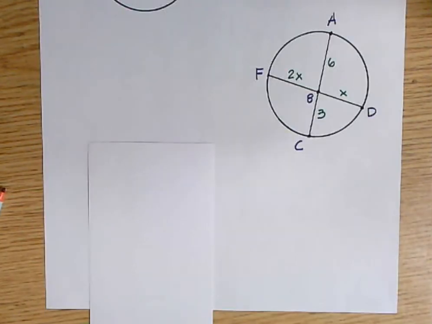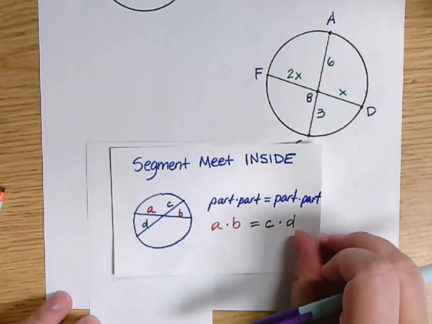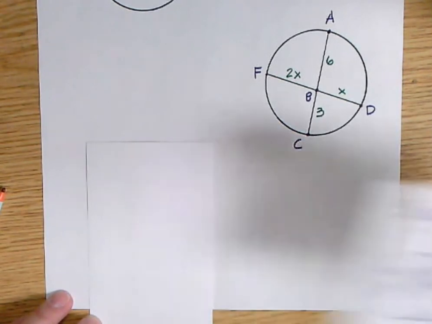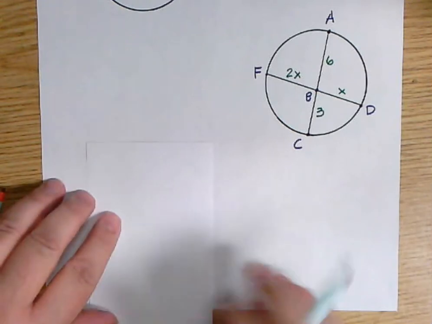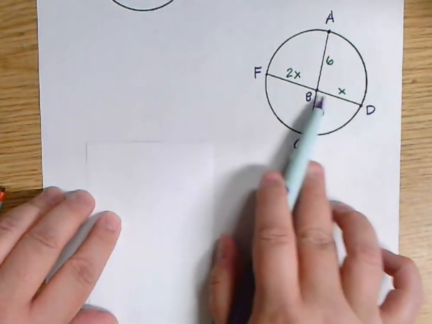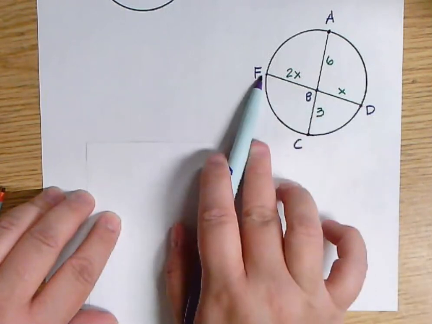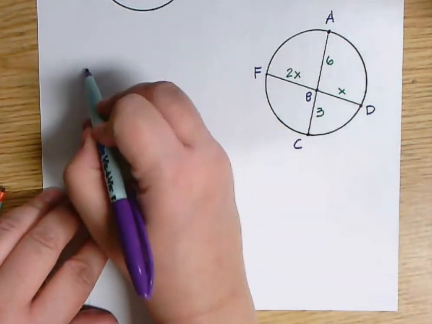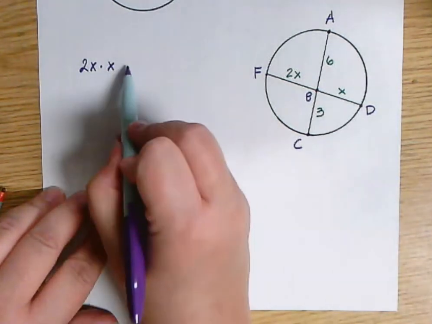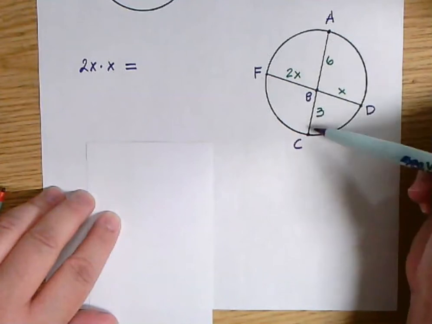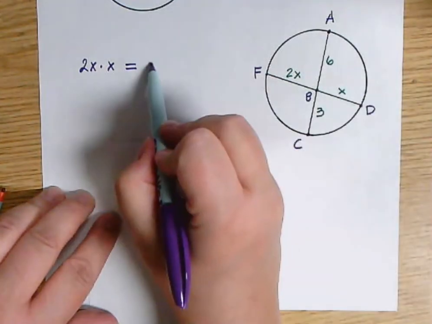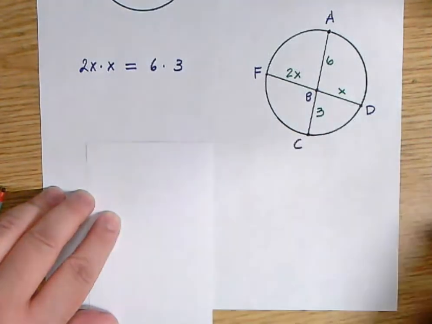Okay, so these two segments meet inside the circle again, and when they meet inside, this is my rule: part times part of one equals part times part of the other. So I can write an equation that says this part, FB, times this part, BD. So the two parts of chord FD, which is 2x times x, is equal to the two parts of chord AC, AB times BC, 6 times 3.